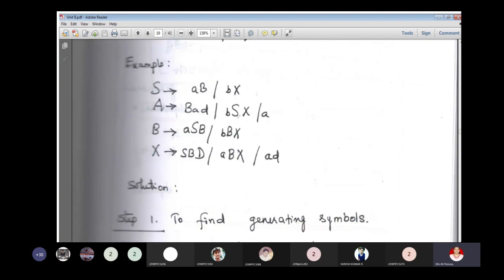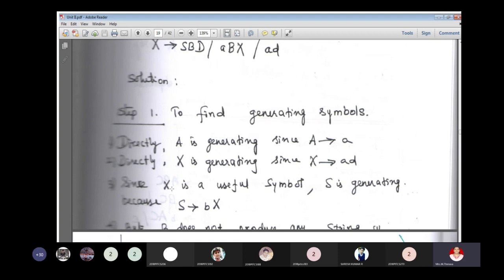Look here, A tends to small a. So when you say a symbol is a generating symbol, it is only when it can produce a terminal string. So A derives small a. Okay, and X is also generating. X tends to AD. Okay, X is also generating.